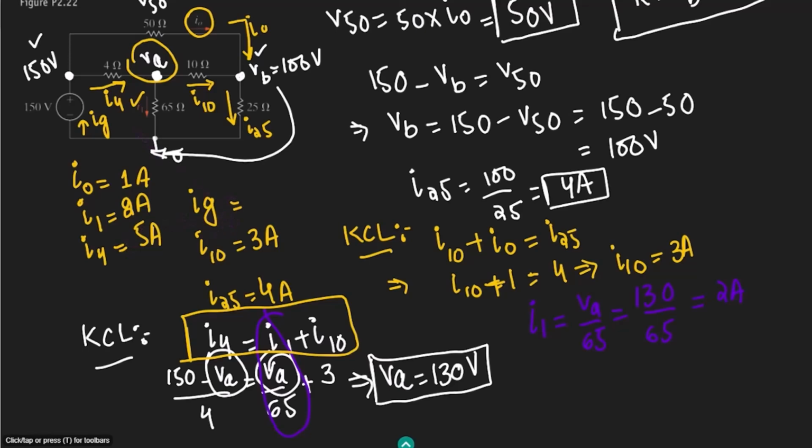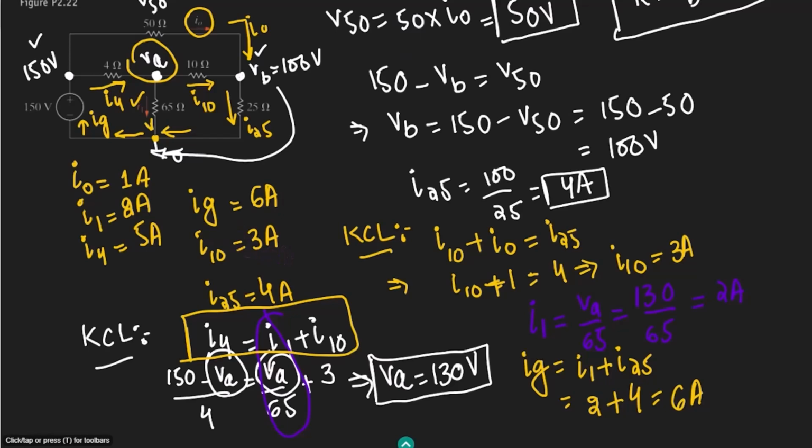Now for the value of IG, to this node this I1 is coming, and this I25 is coming towards this one. So let me write it here: IG is equal to I1 plus I25. Let me put their values. The value of I1 is 2, the value of I25 is 4, so this is 6 ampere.